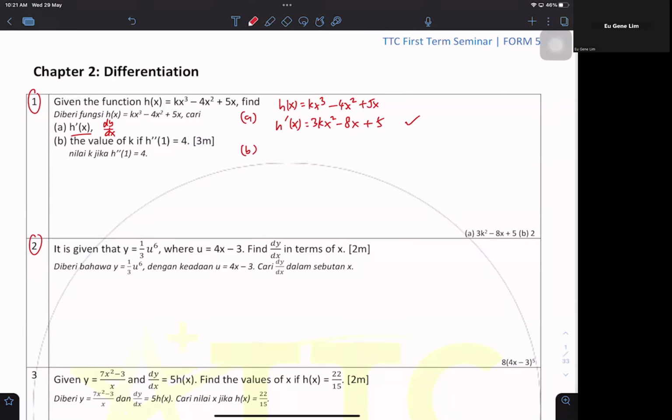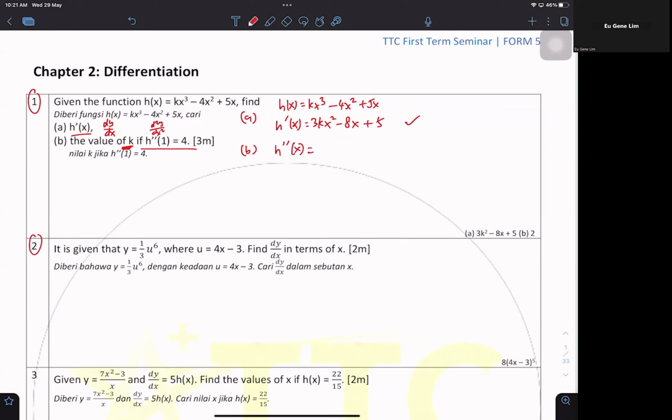Next question B. Find the value of k if h prime prime 1 equals 4. You see h prime prime. H prime prime means what? It means you differentiate the second time, right? It's basically d square y over dx square. So we differentiate the second time. We already got h prime, right? You just continue doing it.